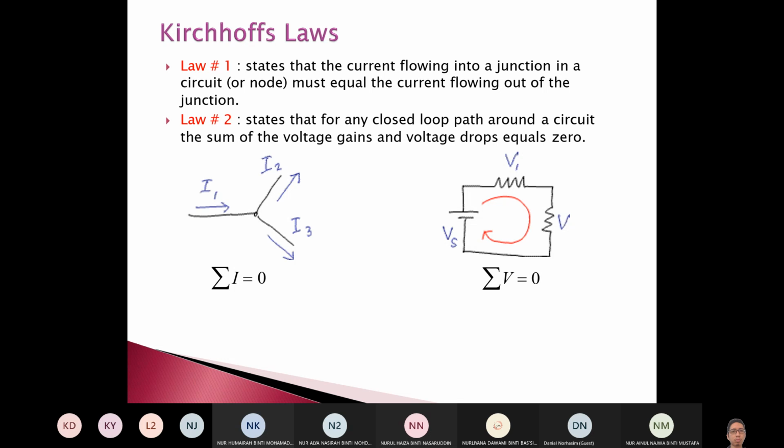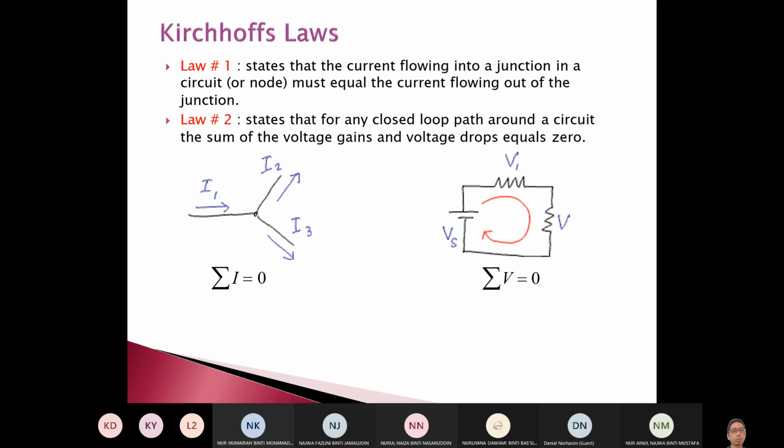So how does this Kirchhoff law work? The law states that the current flowing into a junction, or node, in a circuit must equal the current flowing out of the junction. If you see a junction, at the middle here, there is a junction. I1 meets the junction, and then at the junction it is separated into two, I2 and I3. Meaning that I1 should be equal to I2 plus I3.